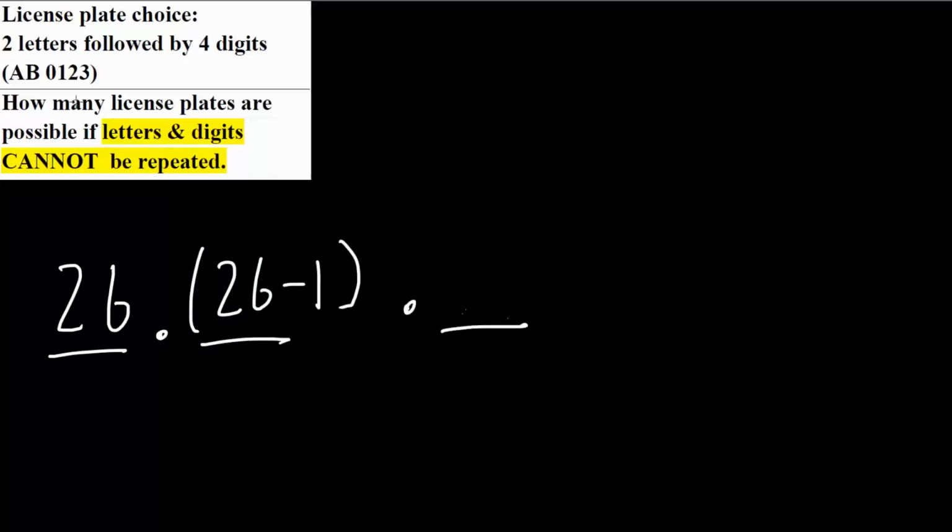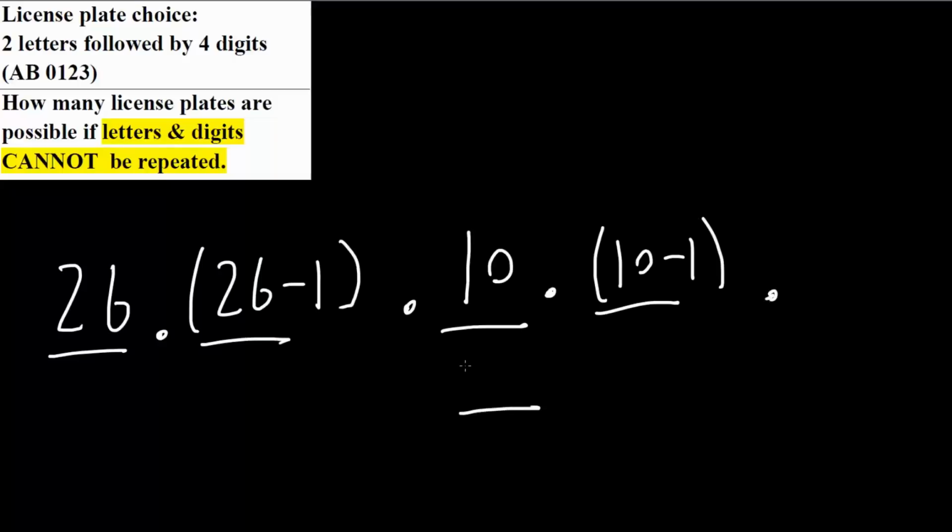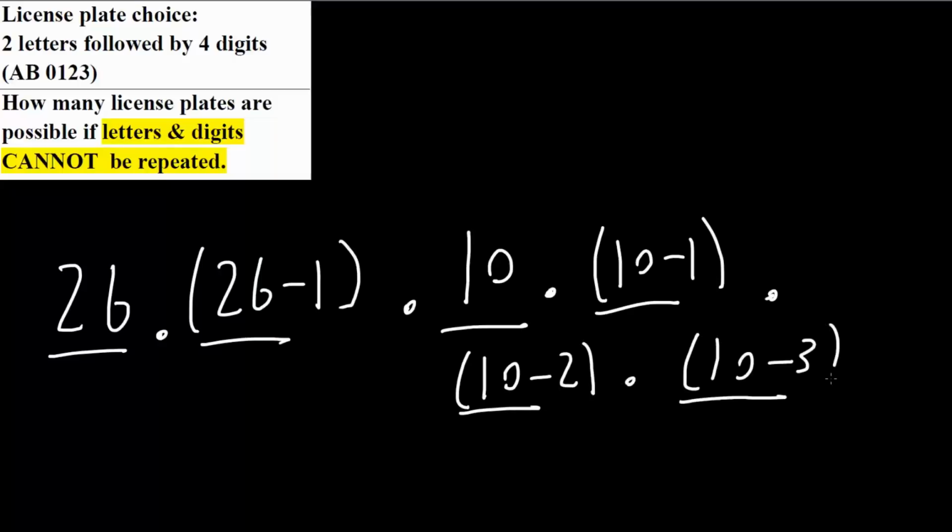Times, now we have 4 digits. So the first time we choose a digit, we have 10 possible choices, 0 to 9. The next time we have 1 less. So if this was 0, we can't have 0. We can only have 1 through 9. So it's 1 less. So 10 minus 1 times, we have 2 more digits. So it's going to be the exact same thing. So 10 minus 2 times 10 minus 3.